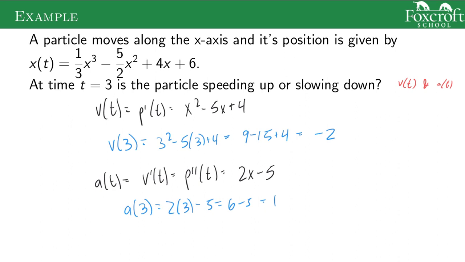So my velocity ends up being negative 2, which means I'm moving to the left. My acceleration ends up being positive 1, which means it's pulling me to the right. And since those things are going to cancel out, I am slowing down. All right, so that's the kind of process of figuring out speeding up or slowing down. You have to compare your acceleration and velocity. If they agree, so this was also a negative 1, if they agree, I would have been speeding up, but they were different, so I'm slowing down.